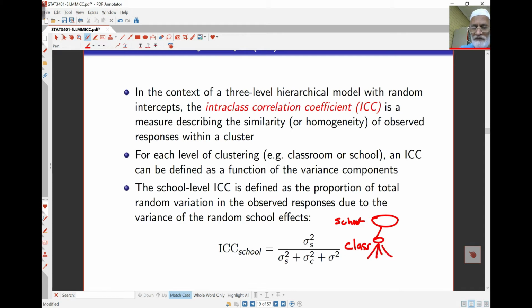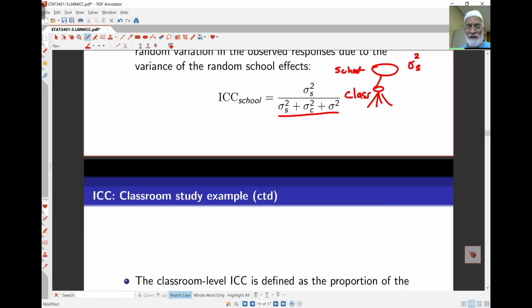So at the school level, the ICC is going to be the sigma squared for school as a ratio of all the other variances at that level or below that. So it's sigma squared school plus sigma squared classroom plus sigma squared the error term. And that's how this works. If I'm looking at the class level, then, as we'll see in a second, the same kind of idea will apply.